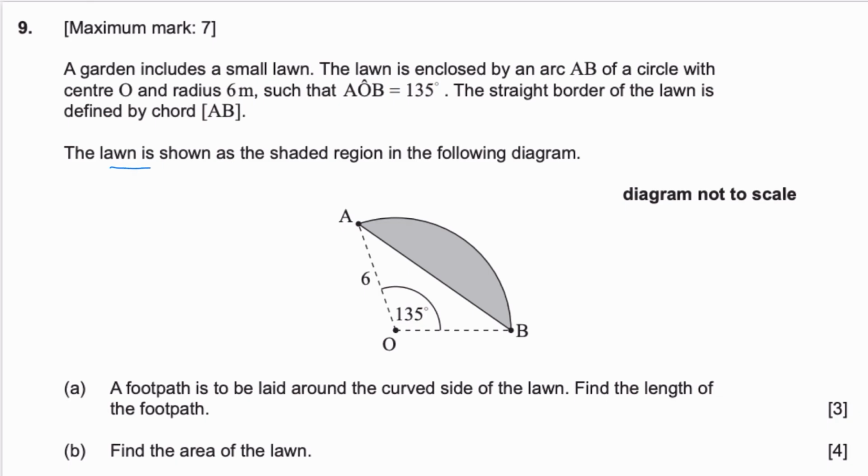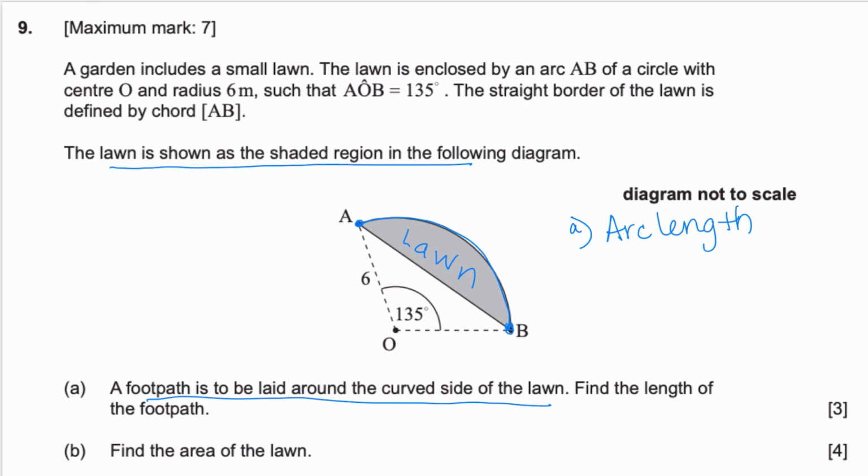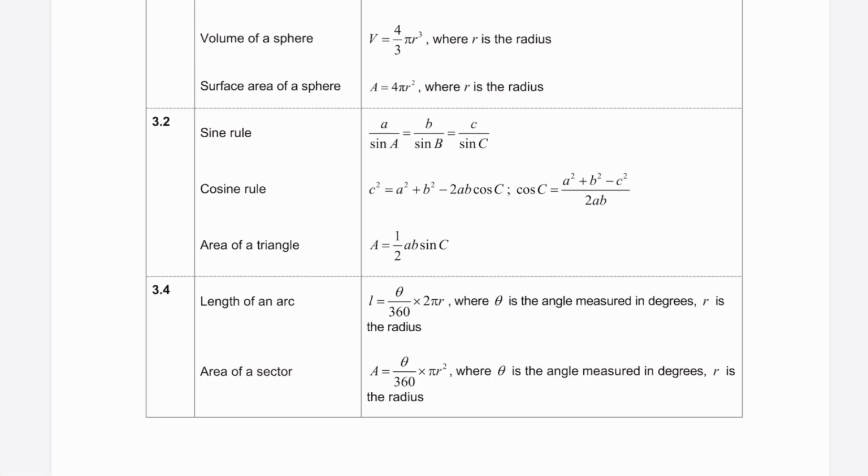So the lawn is the shaded region. That means that right here, this is the lawn. The footpath is going to be around the curved side of the lawn, which means it's going to go right here. That is a typical arc length problem where you want to find the length of that arc. The formulas for arc length and area of a sector are both in the formula packet. They are part of topic 3, geometry and trigonometry.